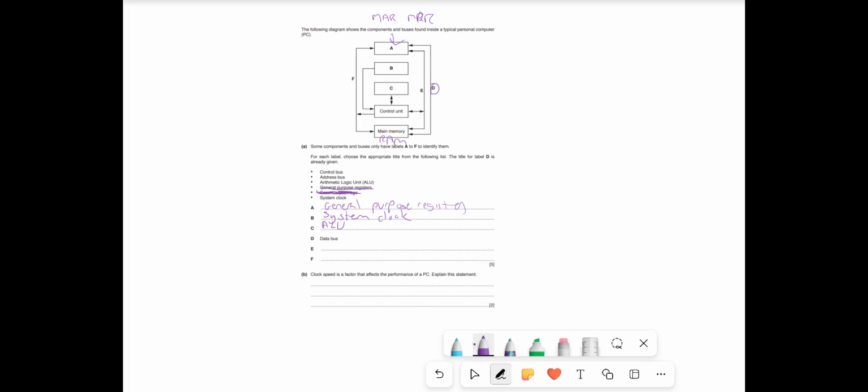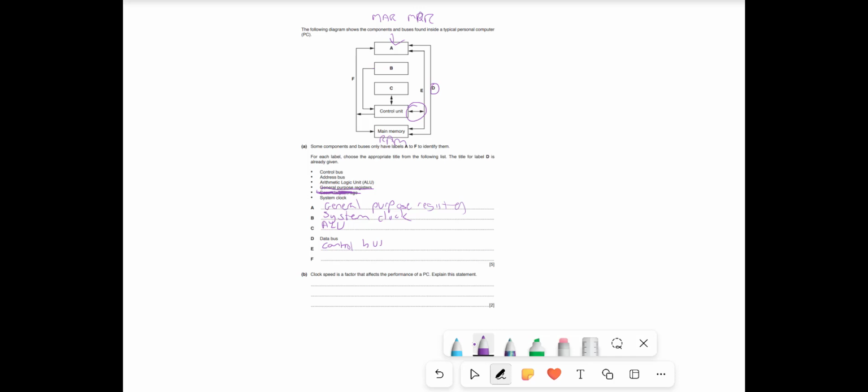E, which is here, we can see that we've got an arrow here and it goes in both directions, and it's also connected between the RAM and our registers. That'll be the control bus, which is responsible for the signals within the CPU and the components which work with the CPU.